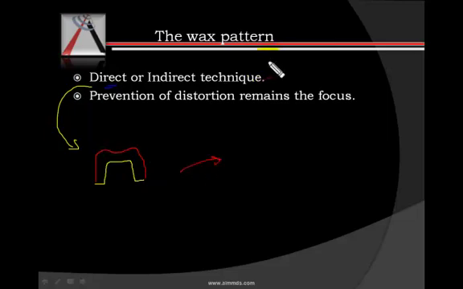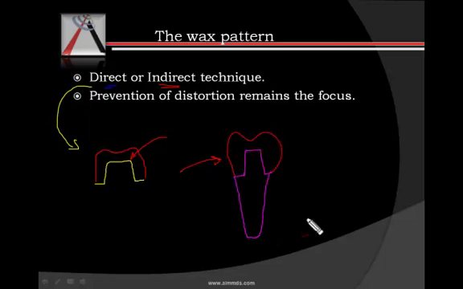In the second technique, that is the indirect technique, we actually take the impression of the prepared tooth, and then we prepare a die, and on the die the wax pattern is prepared. Right? So these are the two techniques, and in either technique the basic purpose is prevention of distortion. So that is the focus in either the direct technique or the indirect technique. Once the wax pattern is obtained by either technique, this wax pattern is taken out and is then prepared for investing.